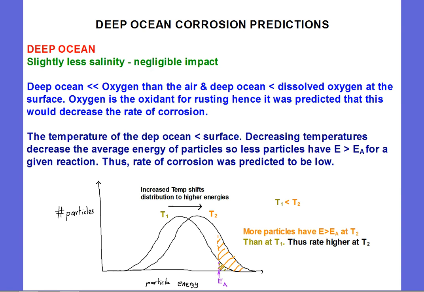In addition, the temperature of the deep, not the depth, ocean is less than the surface. Decreasing temperatures decrease the average energy of particles, so less particles have energy greater than activation energy for a given reaction, thus the rate of corrosion was predicted to be low.